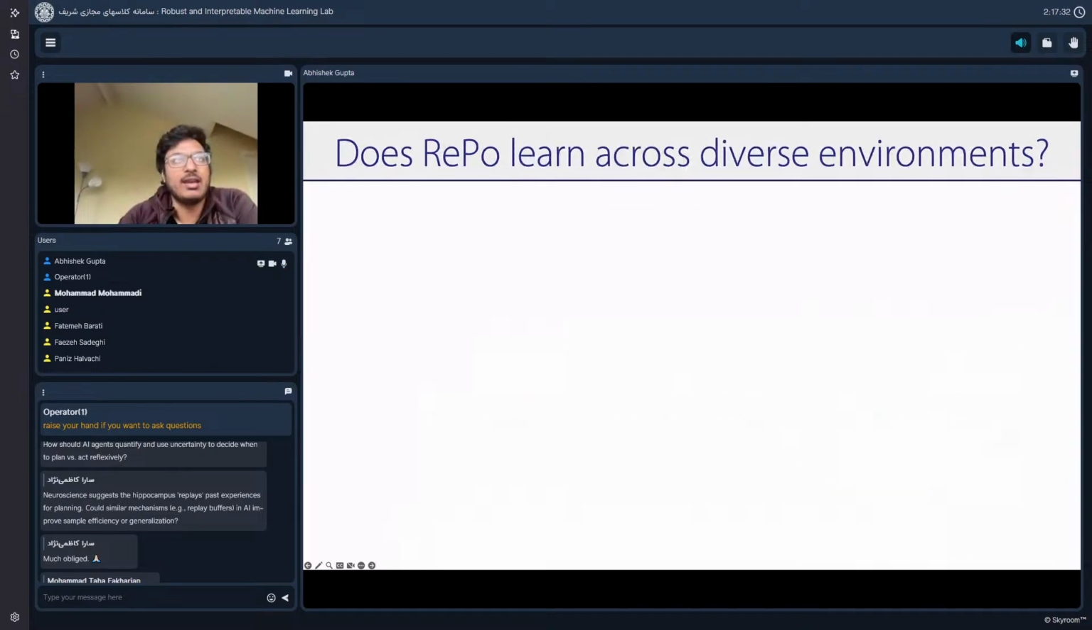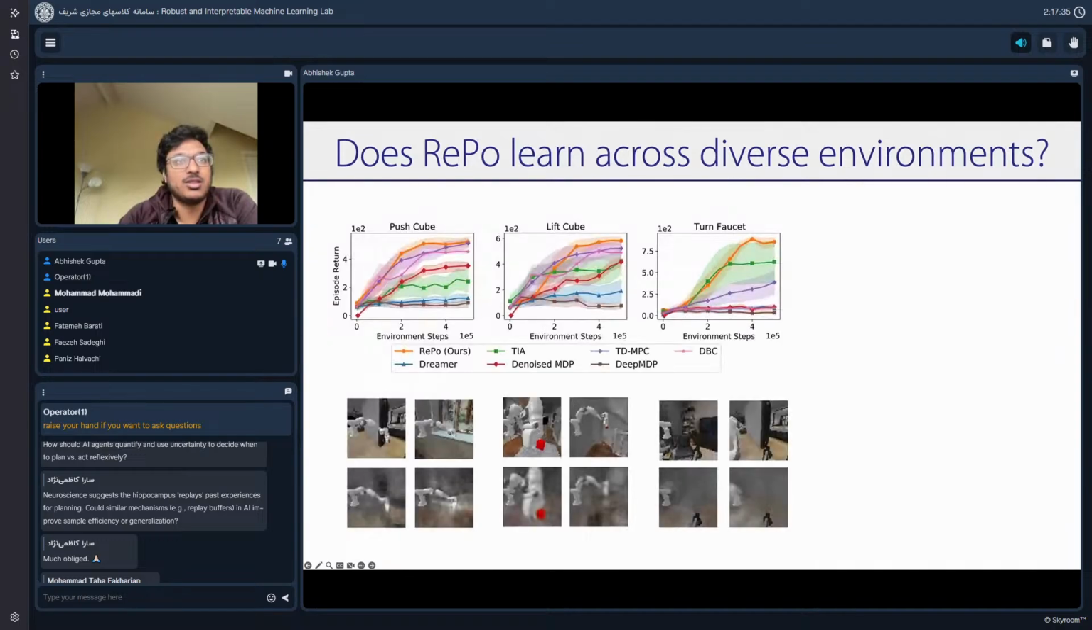And lastly, can we learn across diverse environments? So, let's say you had environments with lots and lots and lots of different backgrounds, or environments with lots and lots and lots of different tasks.